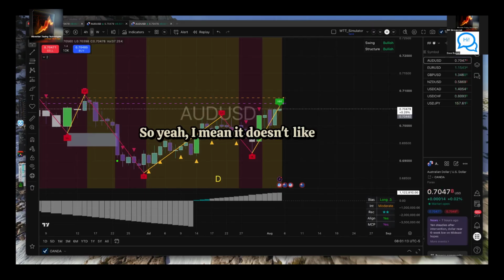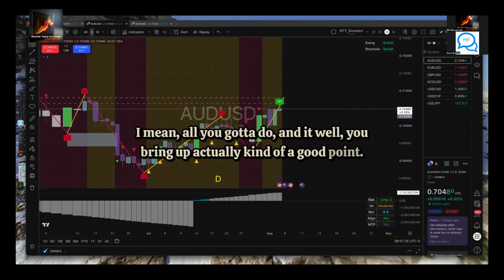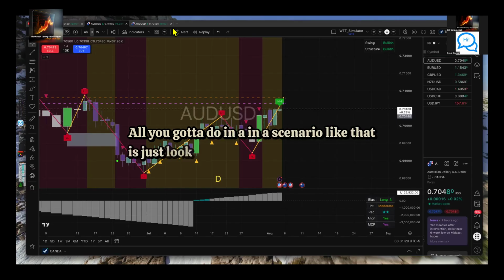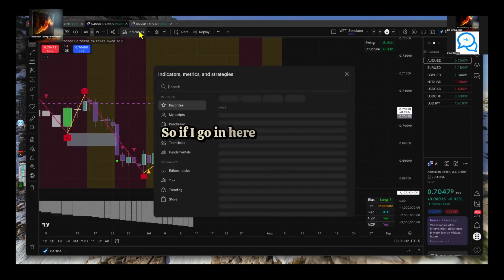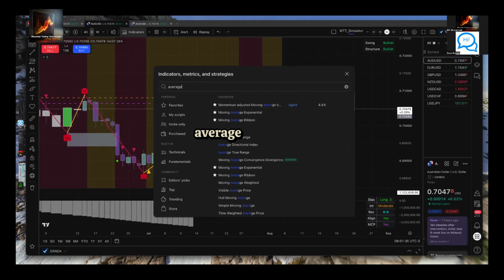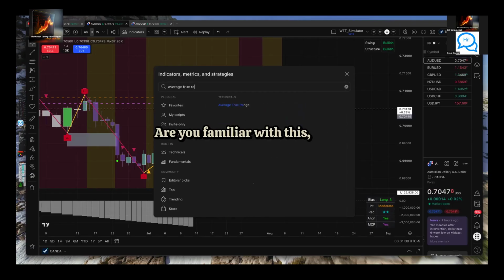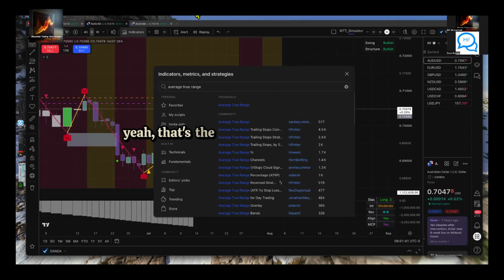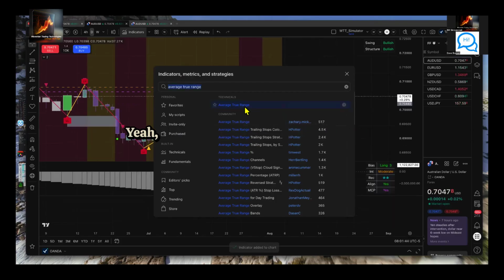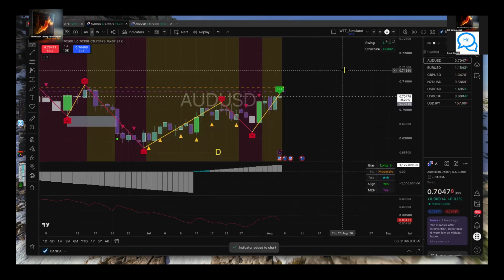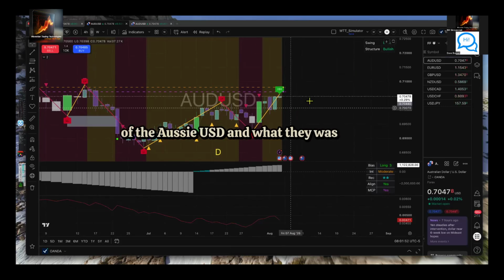So like I said, it doesn't matter what you're really trading in. It's the same numbers, no matter where you're going. You bring up actually a good point. All you've got to do in a scenario like that is look at the average true range. So if I go in here really quickly, average true range. Are you familiar with this indicator, Dave? Yeah, it's how big the candles are. Yeah, it's the average range of a candle per day.